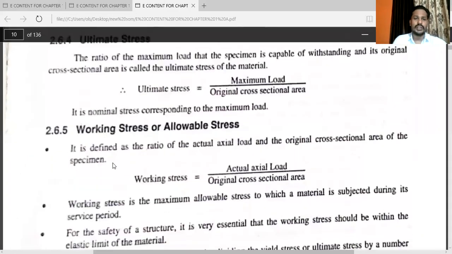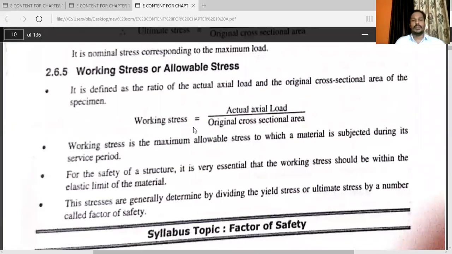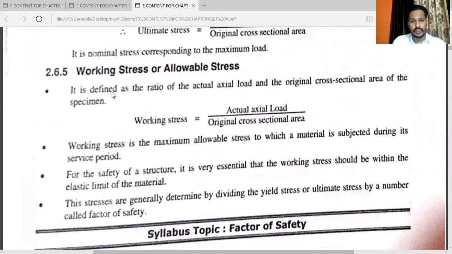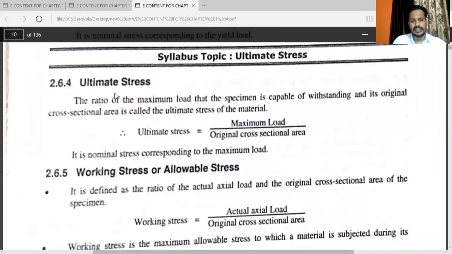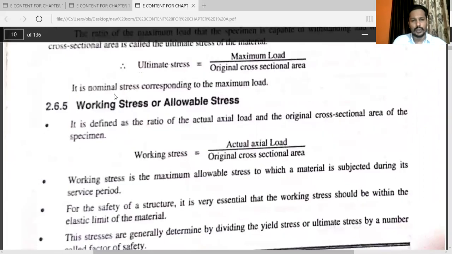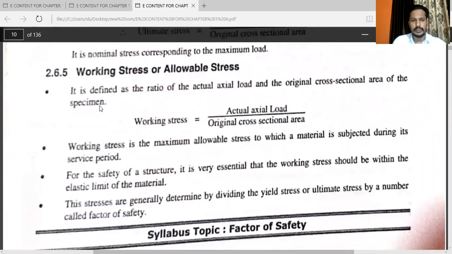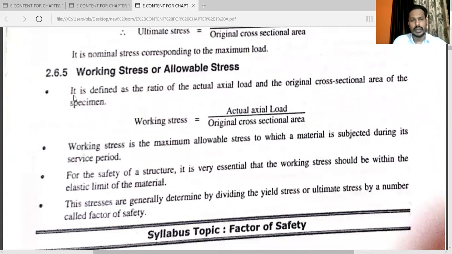Next point, that is working stress, or you can say the allowable stress. See, all the points are very important in the third and final year also, because there will be a subject machine design. In machine design, you have to use working stresses, allowable stresses, ultimate stress. So please note down all the formulas very clearly. This is not only for this chapter. This is for your entire design subjects.